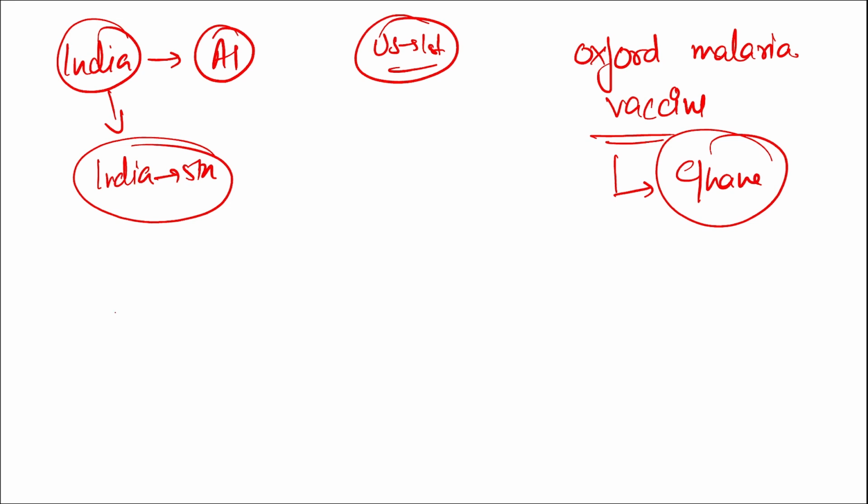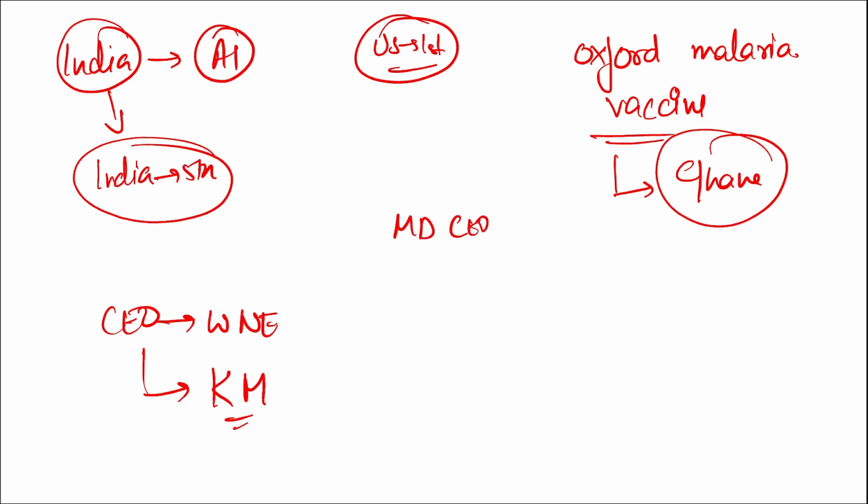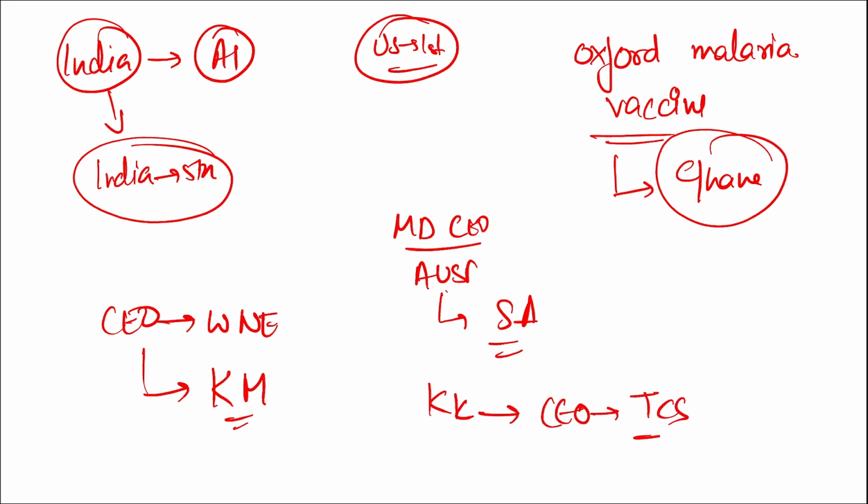Apart from this, if I ask you who has been appointed as the new CEO of Welspun New Energy, he will be Kapil Maheshwari. Then who has been appointed as the new MD and CEO of AU Small Finance Bank? He will be Sanjay Agarwal. K. Krithivasan has been appointed as the new CEO of TCS.